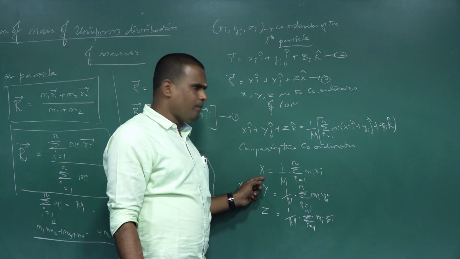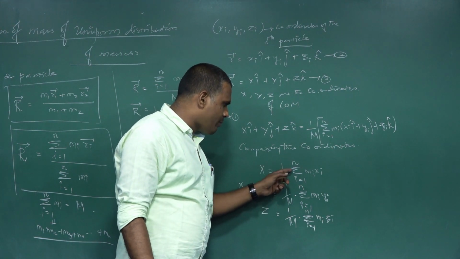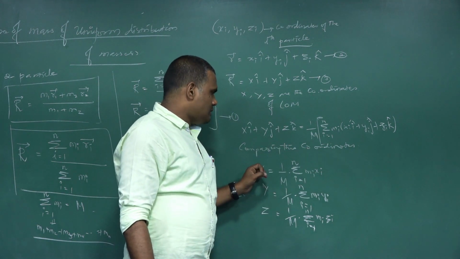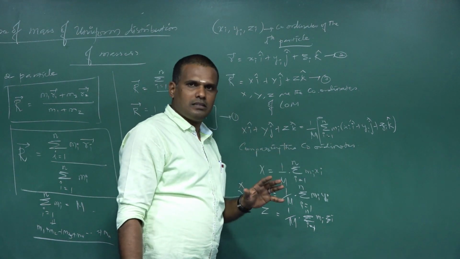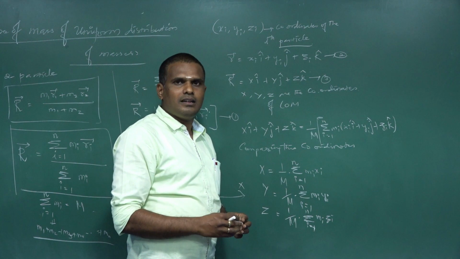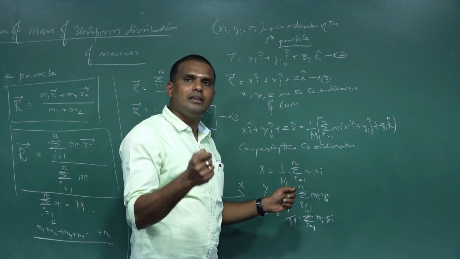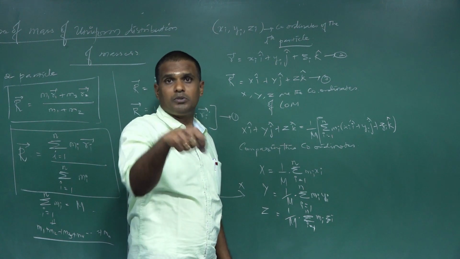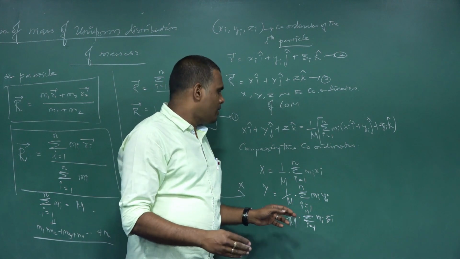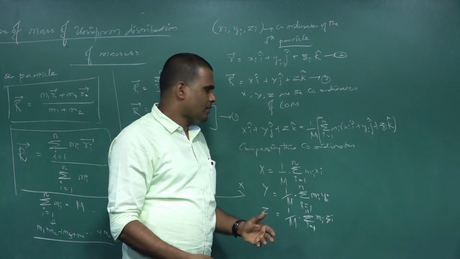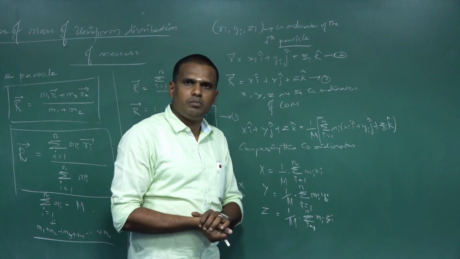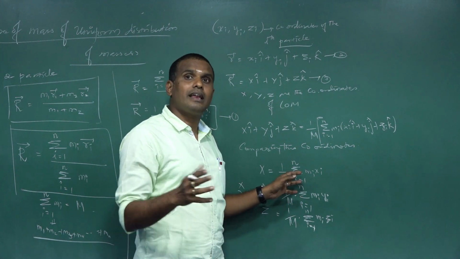In this expression, you can see X equals 1 by M into the sum over i equals 1 to n of mi xi. As the particles are very finite, and the atoms or molecules of this particular system are more in number, it is not that easy to sum up all the masses of individual particles and their respective position vectors. We cannot do this summation directly.